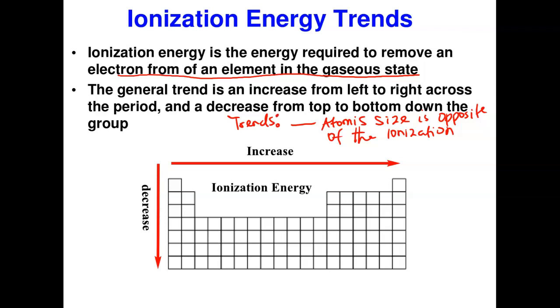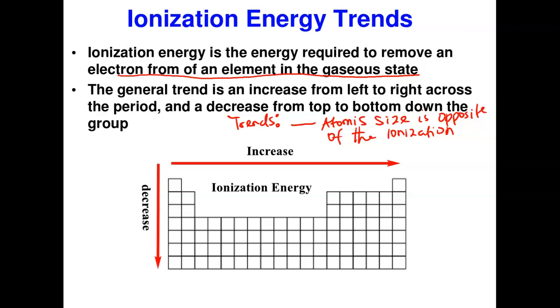Remember when we talked about the trend, we said if we're going from left to right across the period, the atomic size decreases. In this case, it increases. It's just the opposite of each other. And it is almost the same reason why this happens. So if you're going from left to right, the ionization energy increases. And if you're going from top to bottom of the periodic table, it decreases.